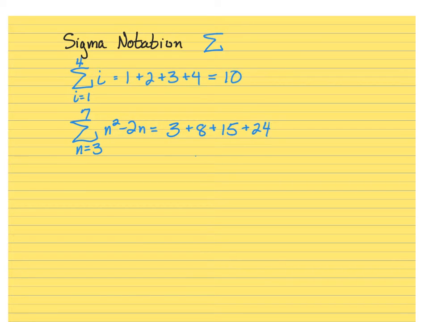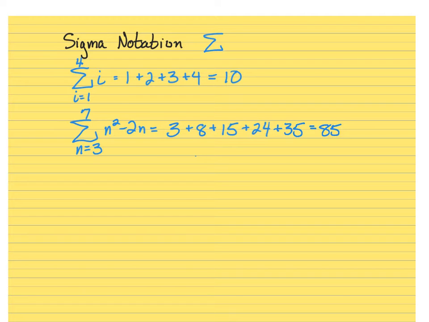And we're adding these all up. And then finally plug in a 7: 49 minus 14 is 35. And so we would need to add those up. So 3 plus 8 plus 15 plus 24 plus 35 is 85. And there it is. So this is what sigma notation is: you're adding up a series of values.